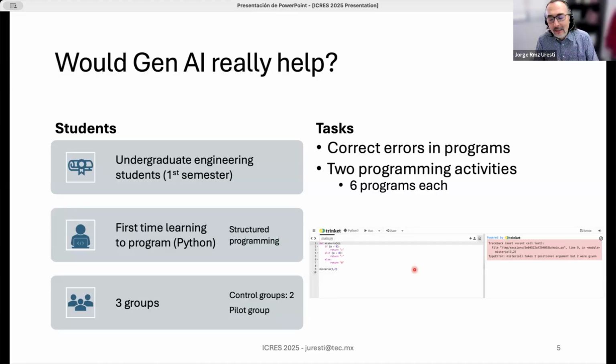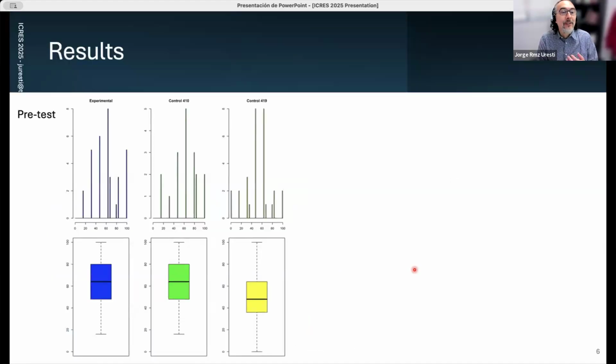So once we had this, we started with a pre-test, to see if all of the groups had the same level of knowledge about programming. And these were the results. In this case, this was the experimental group. And as you can see here, the mean is about 65, and this is the way the group is. And this group was controlled for 10.